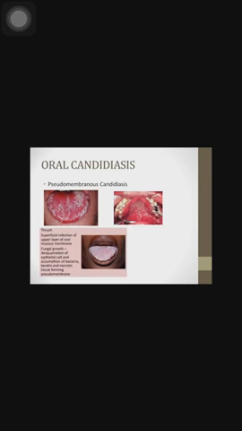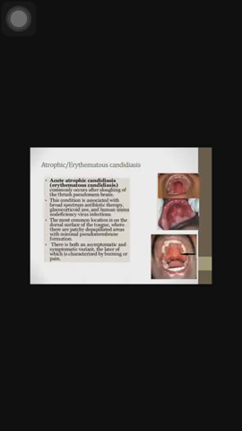Oral candidiasis, pseudomembranous type. Here we can see a picture of this presentation. It is a superficial infection of the upper layer of the oral mucous membrane, with fungal growth, desquamation of epithelial cells, and accumulation of bacteria, keratin, and necrotic tissue forming the pseudomembrane.